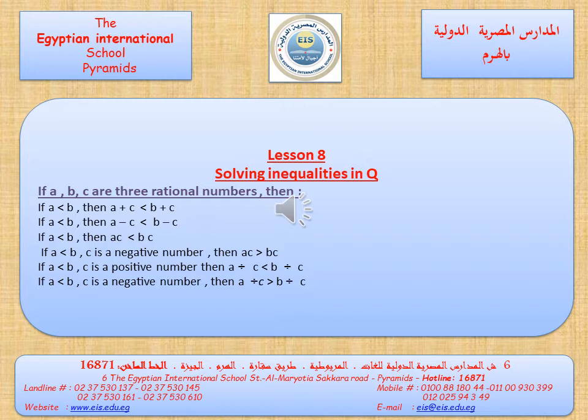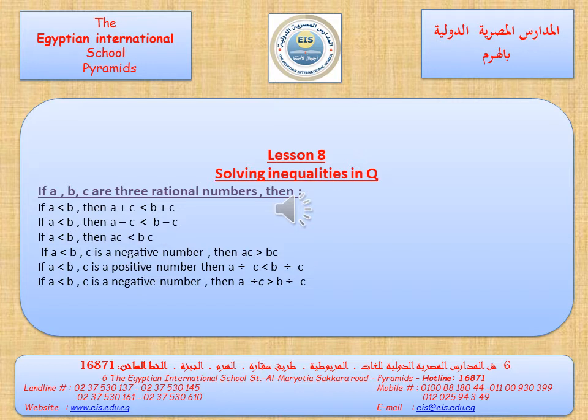If A, B, and C are three rational numbers, and A is less than B, if we add any number on both sides, the result will be less than also. Example, if we have 1 over 2 less than, for example, 3 over 4, if we add 1 to both sides, we get 1 and a half on one side and 1 and 3 over 4 on the other. So the result will be that 1 and a half is still less than 1 and 3 over 4.